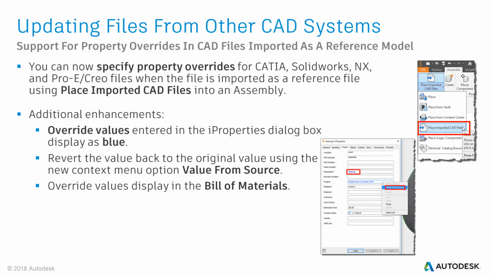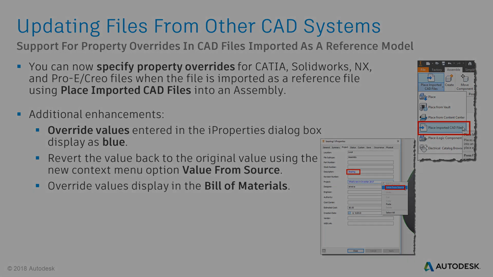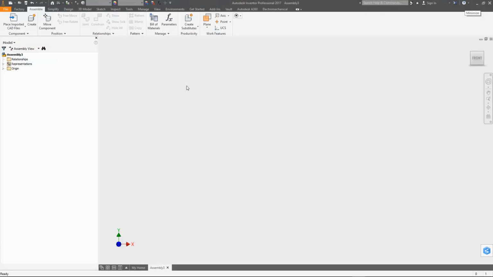Another enhancement: you can now specify property overrides for CATIA, SolidWorks, NX, Pro/E and Creo files when the file is imported as a reference file by using the Place Imported CAD Files command into an assembly. Overwritten values entered in the iProperties dialog box display as blue. You can revert the value back to the original value using the new context menu option Value from Source. Overwritten values display in the bill of materials. As usual, a video for a better understanding of how the new functionality works.